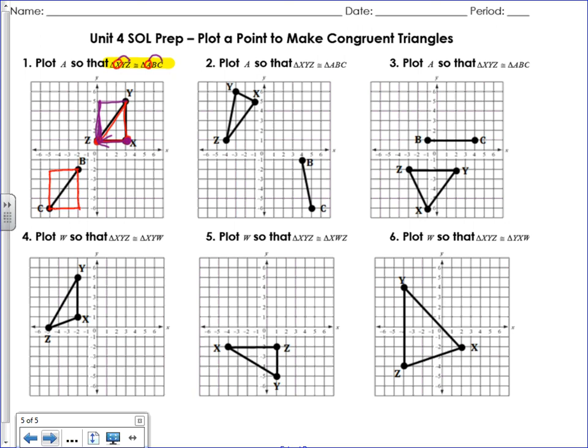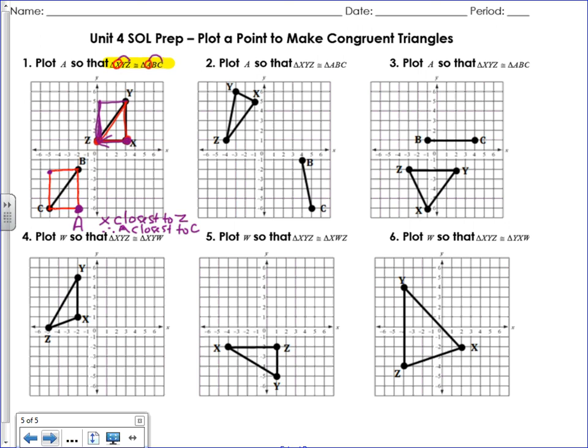Okay, so it has to be a corner, so it has to be either this bottom right corner or the top left. If I think about which one is closest to C, then it has to be this bottom right corner. Okay, so again, we thought about it, we said X is closest to Z, therefore A closest to C. We were able to plot our point.